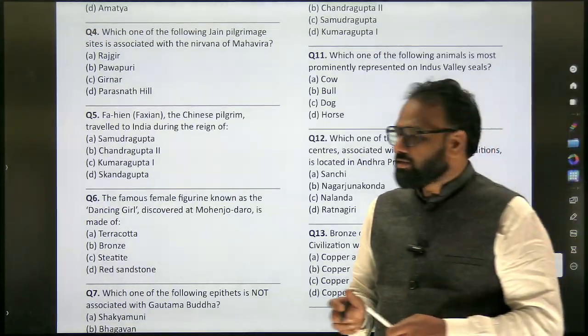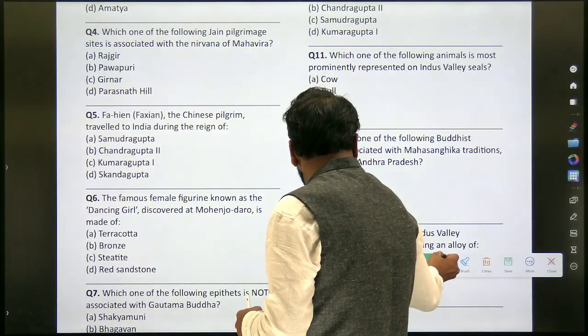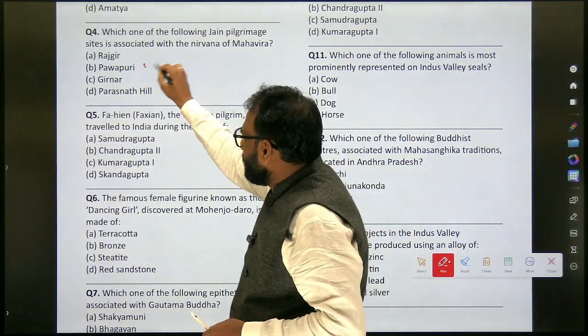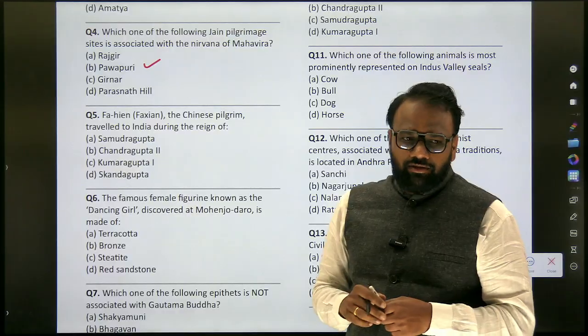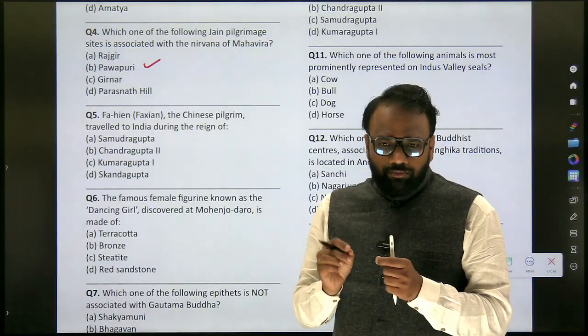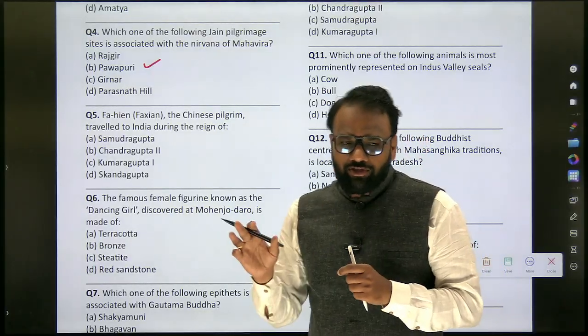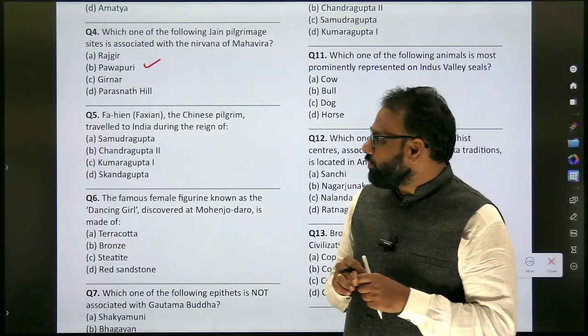Yes, the answer is Pava Puri. Okay. Next. Again, all these are based on the previous year question paper demand itself. Based upon that, I have just extrapolated and added a few points.